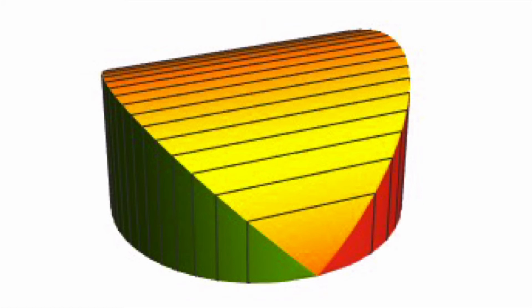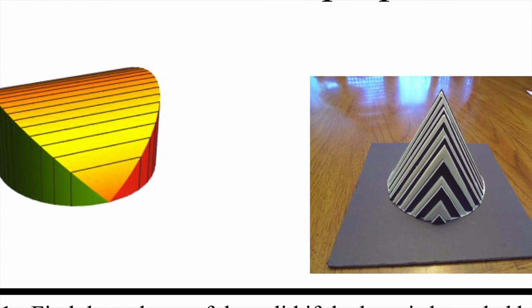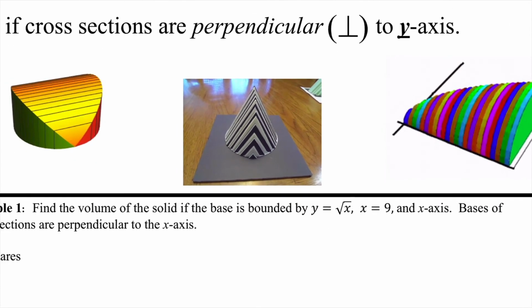So these are the types of shapes we're going to be finding volume of today. They're different than the ones we've been finding. Does anyone know what the difference is? What's different about these shapes versus the ones we've been doing with washer method and disc method, just by appearance? Two words: flat bottom. They always have flat bottoms.